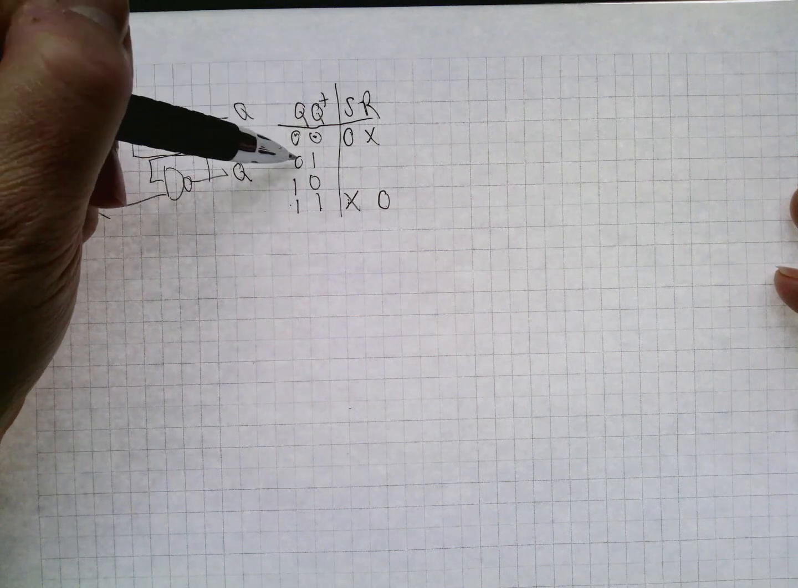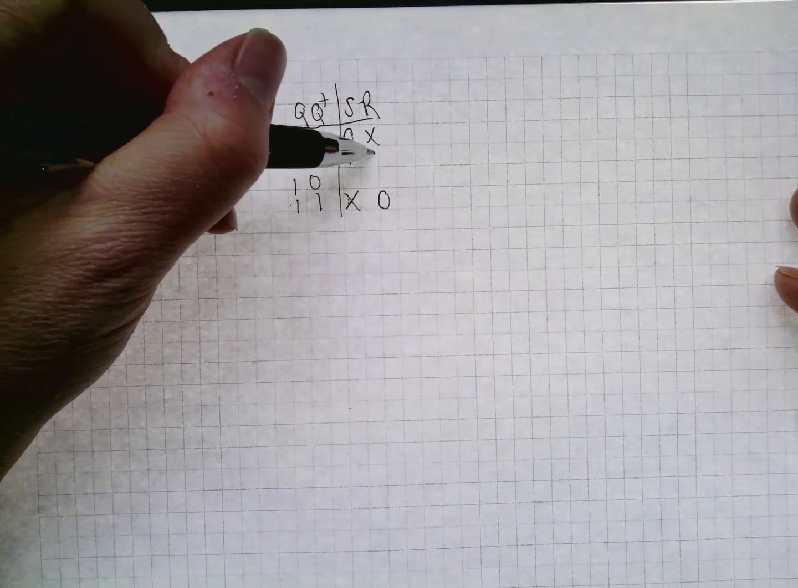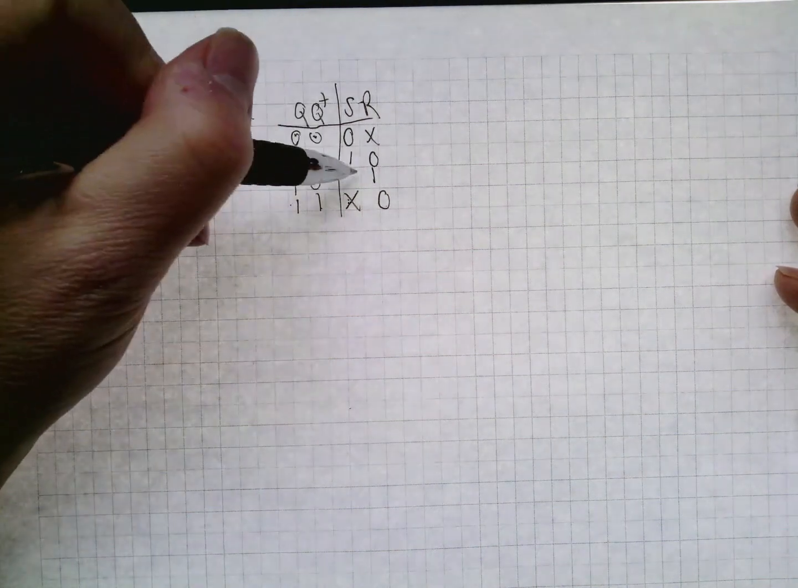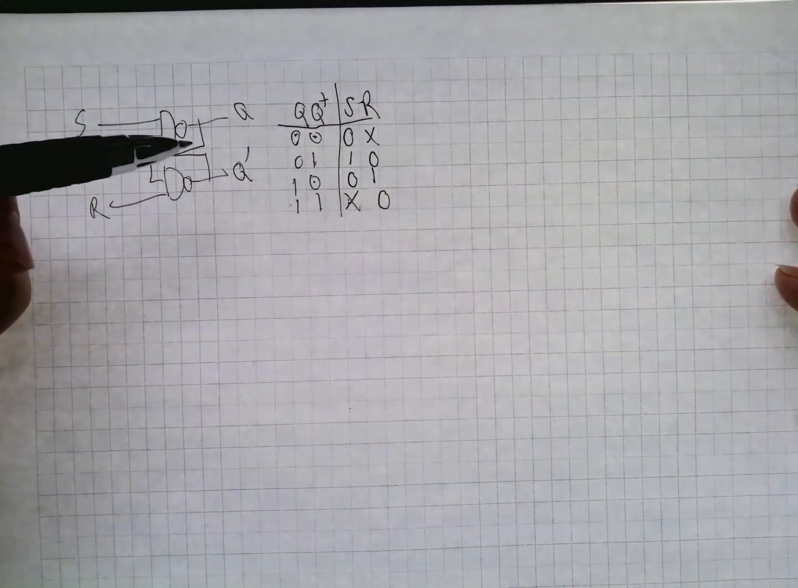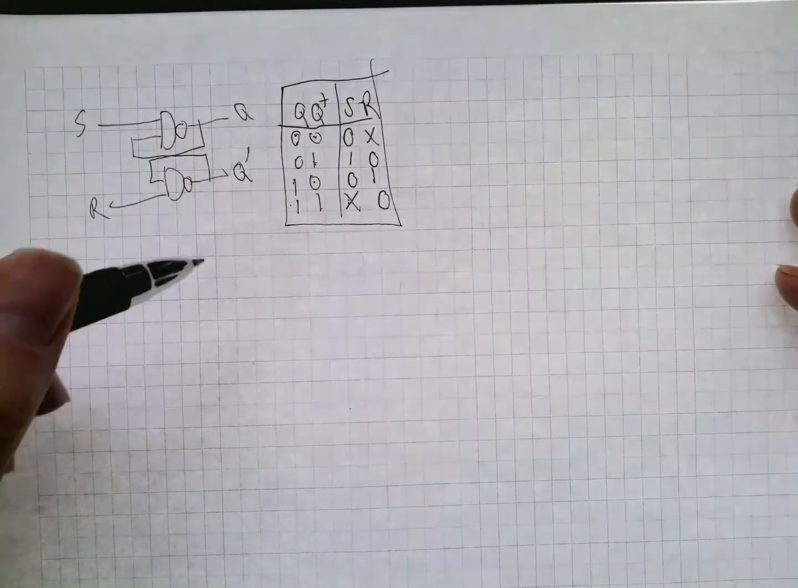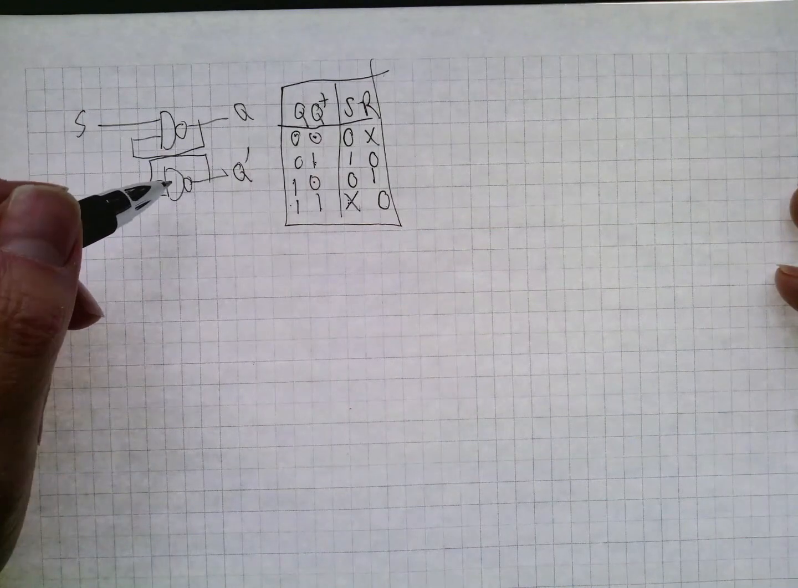Next time we look at 0, 1, we want to put into a set state. We want to make sure we don't reset. Here we want to put into a reset state, which means we want to make sure we do not set. And that describes the excitation table for the SR latch completely. And it's done with just 2 NAND gates.